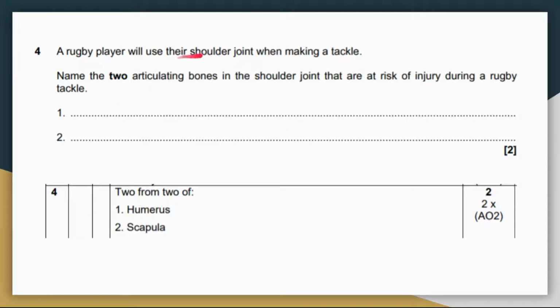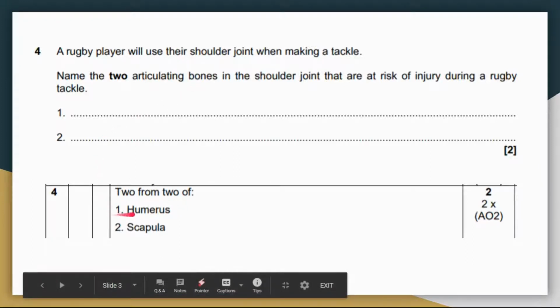A rugby player will use their shoulder joint when making a tackle. Name the 2 articulating bones in the shoulder joint that are at risk of injury during a rugby tackle. So articulating bones just refers to the 2 bones that meet at that shoulder joint. And they are the humerus, which is the bone of the upper arm, and the scapula, which is the bone at the back of the shoulder.